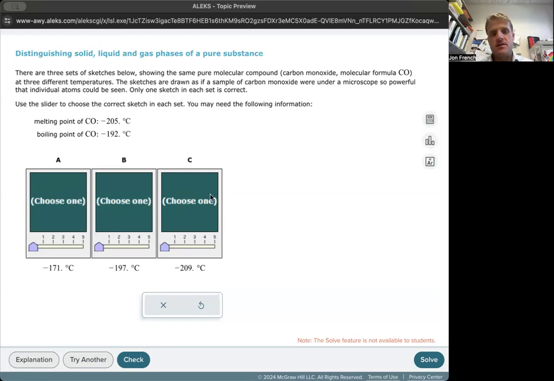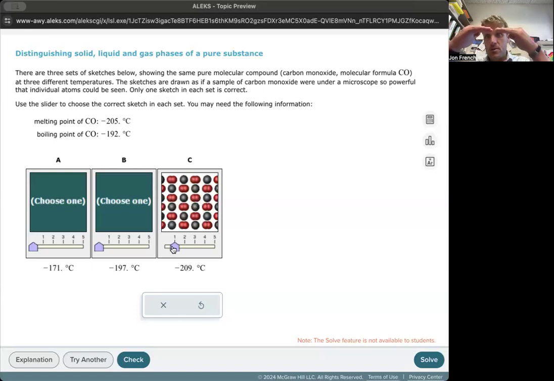I'm going to start at temperature C here, minus 209 degrees, because as we can see, the melting point is minus 205, which means minus 209 is less than that. So we should be in a solid phase below minus 205 degrees. So we want to look for a solid, and solid is going to be highly ordered. Molecules really close together and highly ordered.